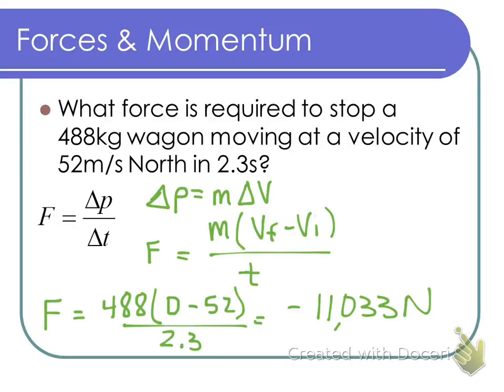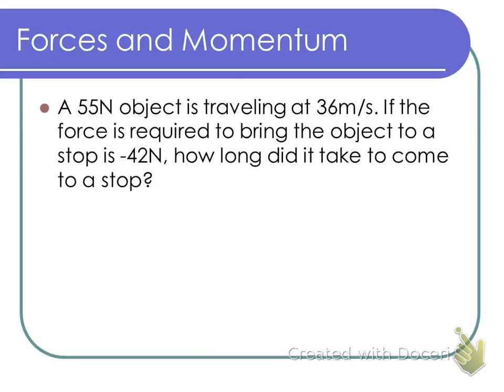Okay, good. A 55 newton object is traveling at 36 meters per second. If the force required to bring the object to a stop is negative 42 newtons, how long did it take to come to a stop? Okay, try this one on your own.